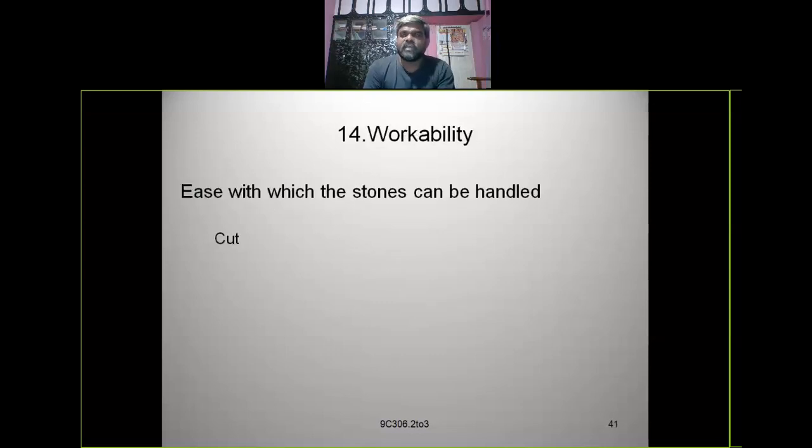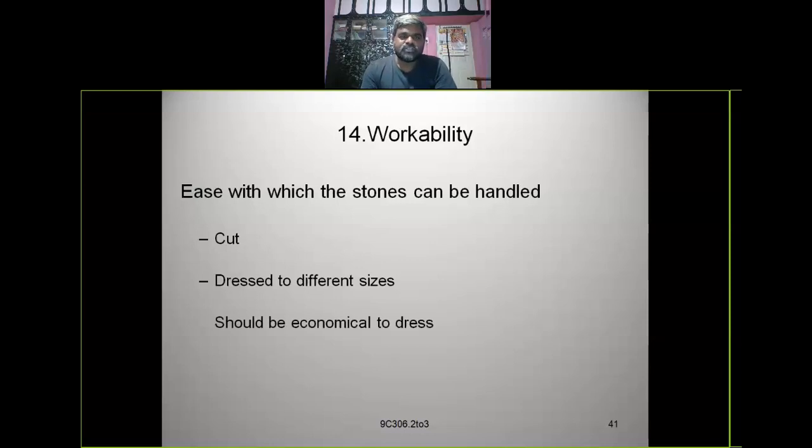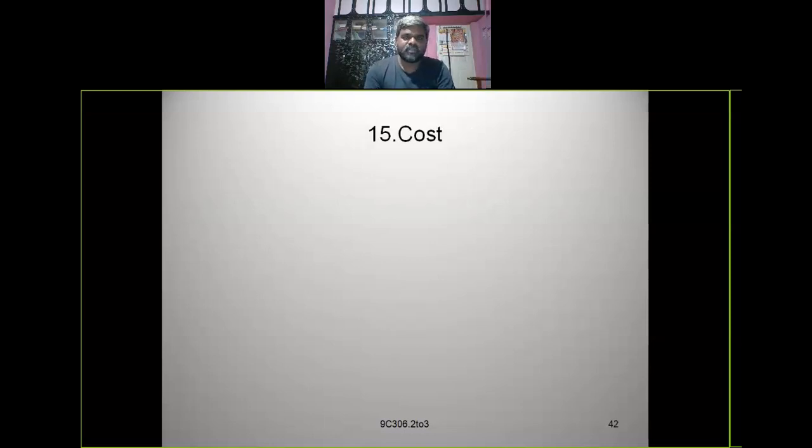Workability: the ease with which we can work with the stones. The ease with which stones can be handled, cut into different handleable sizes, and dressed to different sizes. It should be economical to dress.